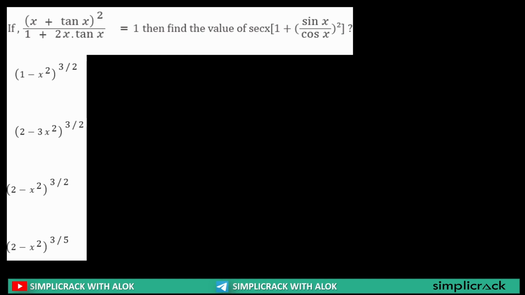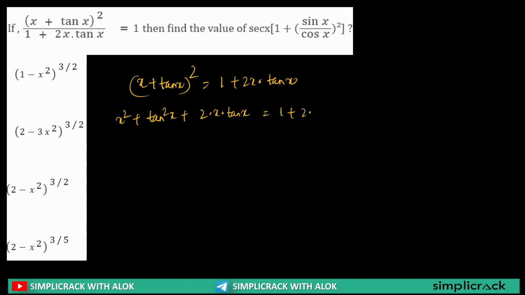Next question. Sir, it has given (x plus tan x) square is equal to 1 plus 2x into tan x. Solve this one. Now, see, (x plus tan x) square we have to solve, is equal to 1 plus, this will be directly multiplied here, 2x multiplied by tan x. If I solve this, this will be x square plus tan square x plus 2 into x into tan x is equal to 1 plus 2 into x into tan x. So this will cross out both sides. Yes sir, you are right.